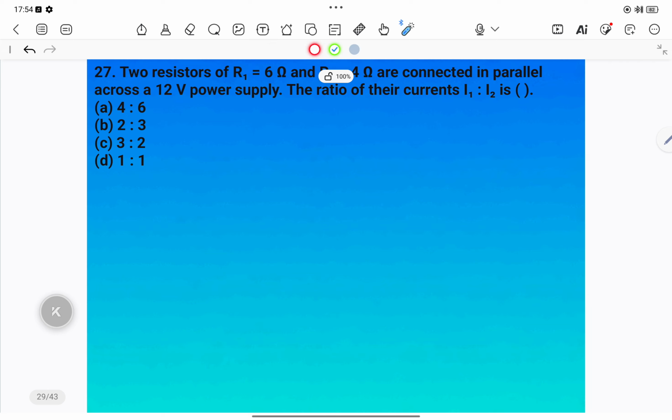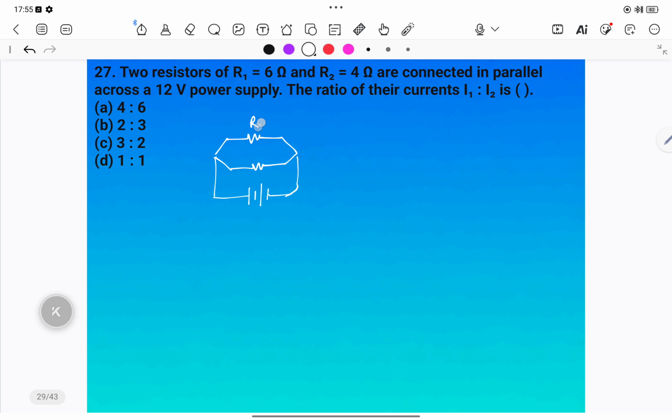Question number 27. Two resistors, R1 of 6 ohm and R2 of 4 ohm, are connected in parallel across a 12-volt power supply. The ratio of current is. Here two resistors are given and they are connected in parallel with a power supply of 12 volt.